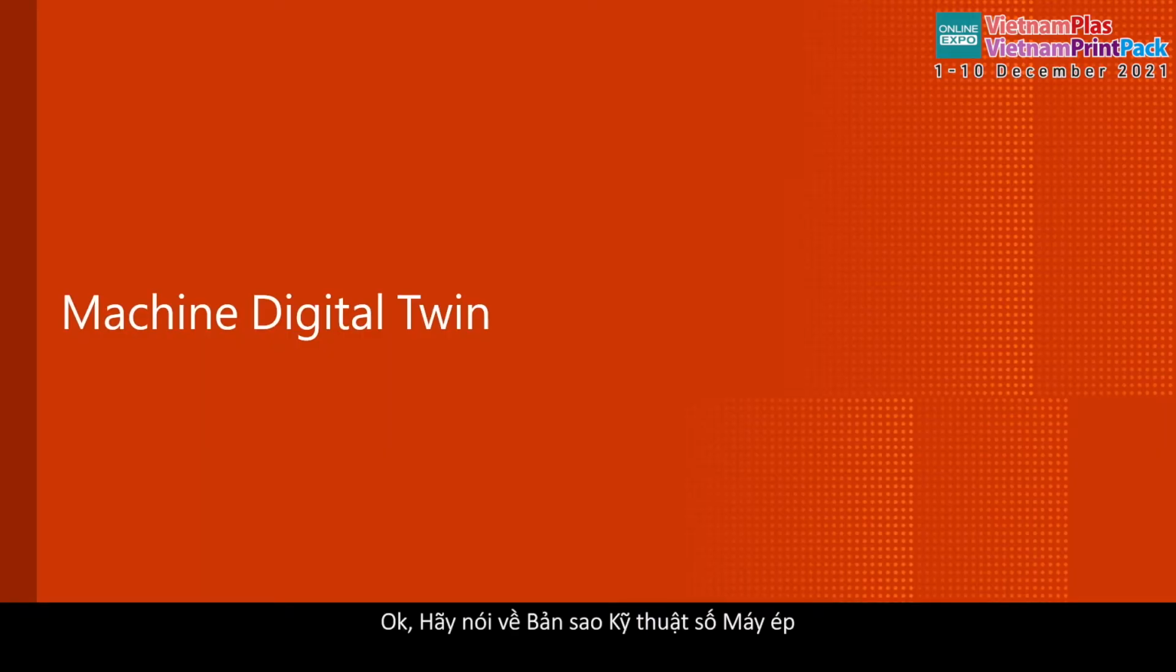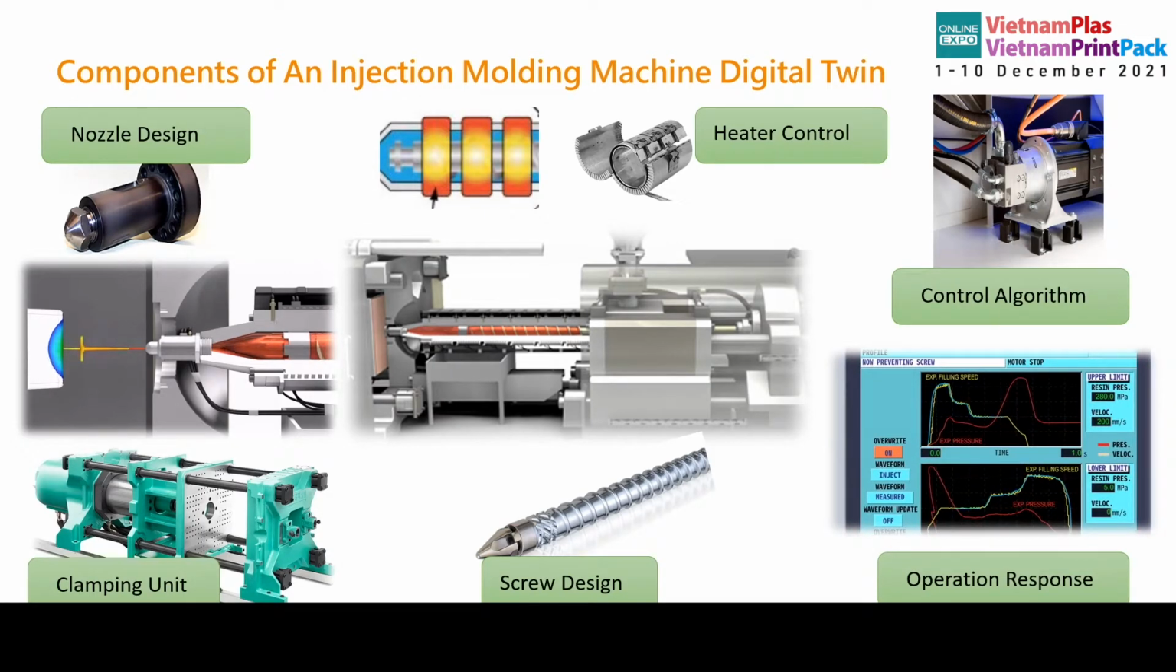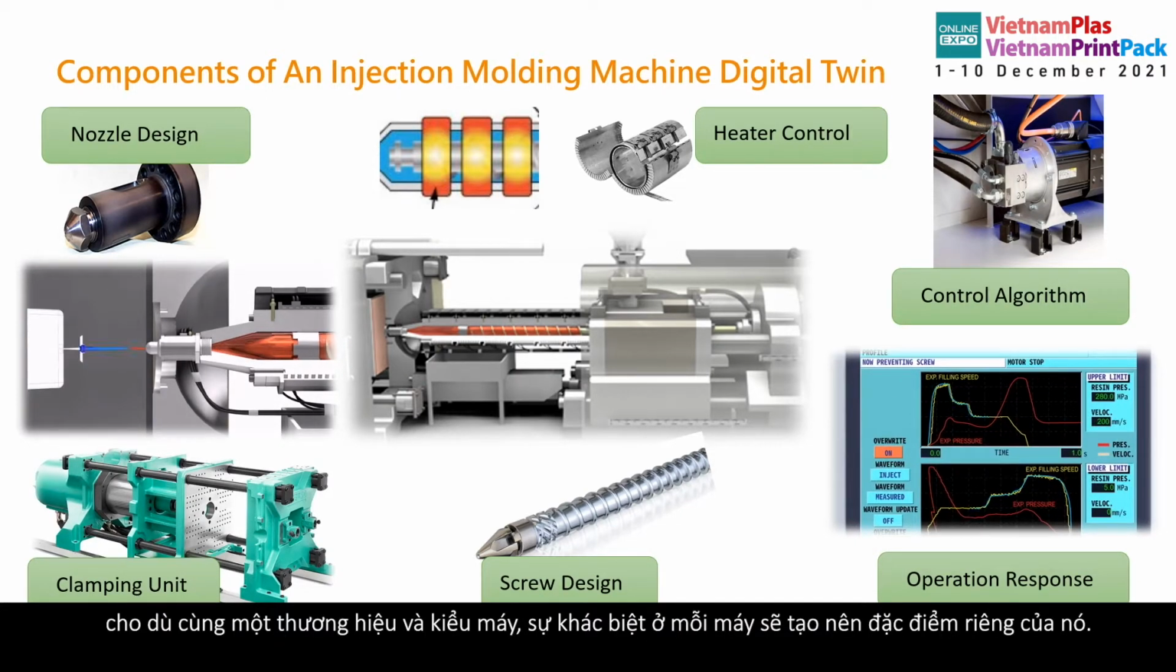Okay, let's talk about machine digital twin. An injection molding machine consists of several parts: the injection unit, the mold, the heart of the whole process, the clamping unit, the control panel, and so on. Actually, every machine is an independent individual. Even with the same brand and model, the accumulated differences of each machine will give it its own characteristics.